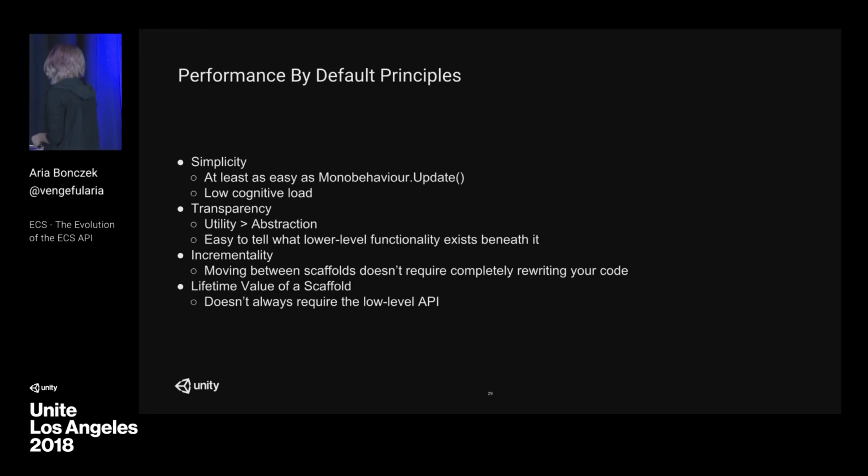But we also care a lot about transparency, utility over abstraction. We want it to be easy for you to move from one scaffold to another, which leads to incrementality. Being able to see, okay, I'm using this higher level API, but there's lower level stuff underneath that, and I know how that works. And lastly, we want these scaffolds to have a lot of lifetime value. Like I mentioned before, you don't need to move to the lower level APIs for everything. You only have to move to the lower APIs for the things that actually need those APIs, for the optimizations and for the code solutions to your problems that actually require that API.